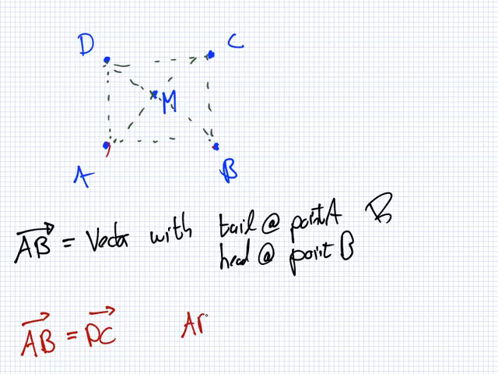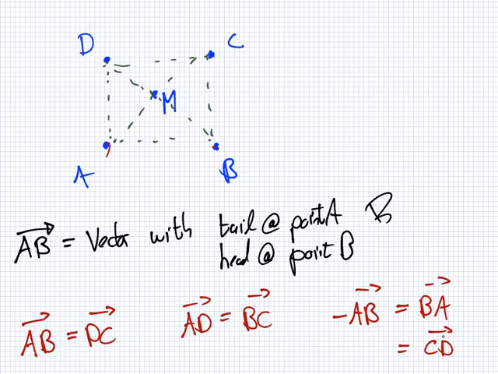Also, I could say AD, what's that the same as? BC. Yeah. What about this one, minus AB? It's the same as BA, yeah. Which is also the same as CD. Can you see? Minus AB is BA, which is the same as CD.